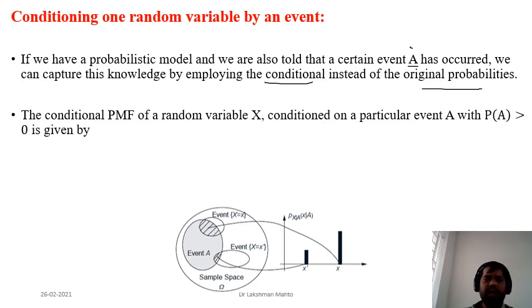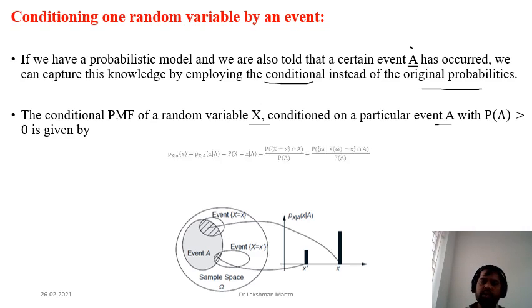In order to do that, we need the conditional probability mass function of a random variable X conditioned on the random event A with positive probability. That means A is definitely a possible event. We definitely know about that partial information, and it is a possible event. The given information is not impossible; it will always be possible. Then we will define the conditional probability mass function.